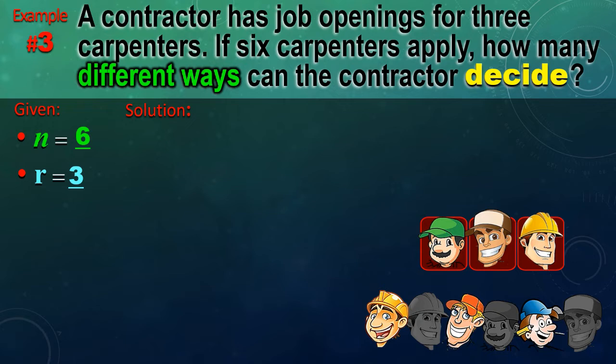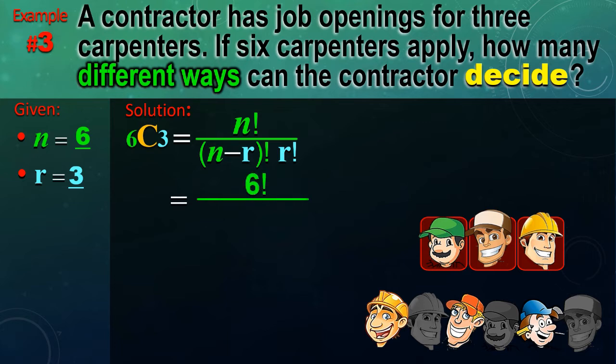Now, since the clue words are different ways and decide, we come up with a formula for combination. So the combination of 6 taken 3 at a time will be n factorial divided by n minus r factorial times r factorial. Now, let us replace the letters. So, 6 for n and 3 for r. Now, 6 minus 3 will give you 3 factorial and another 3 factorial.